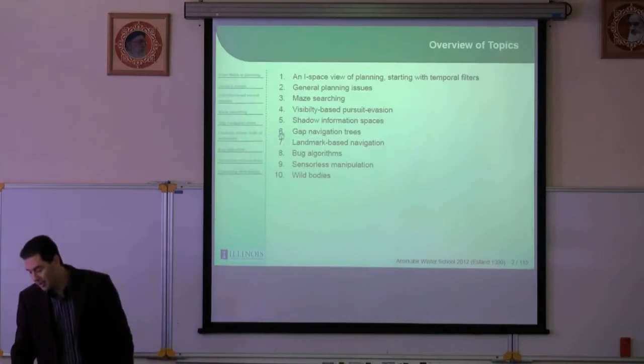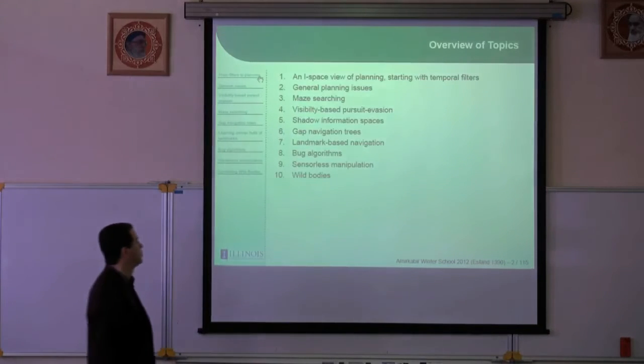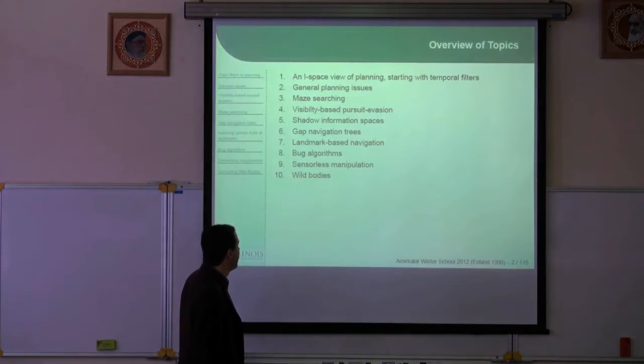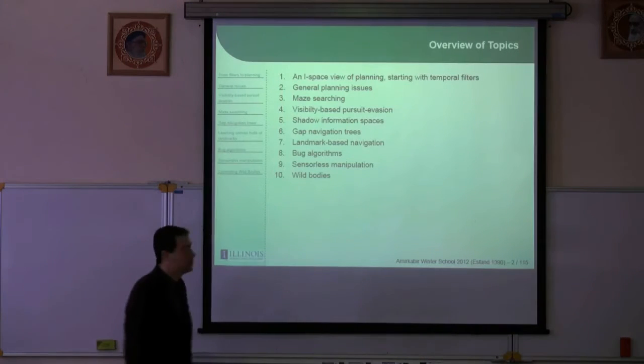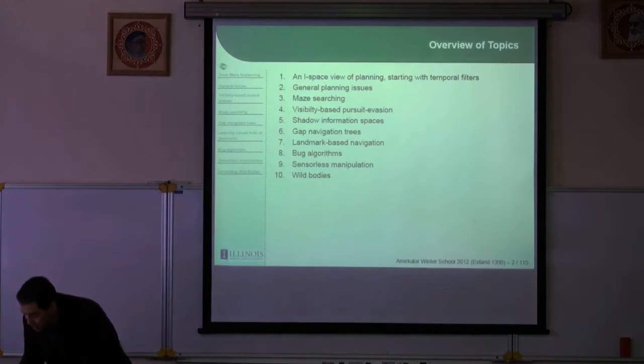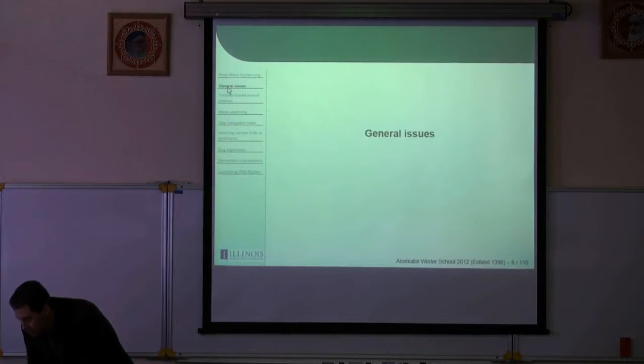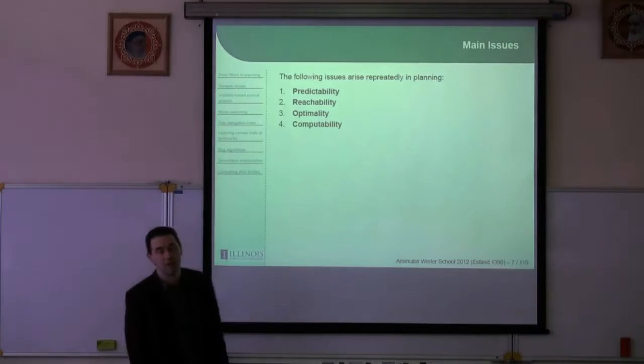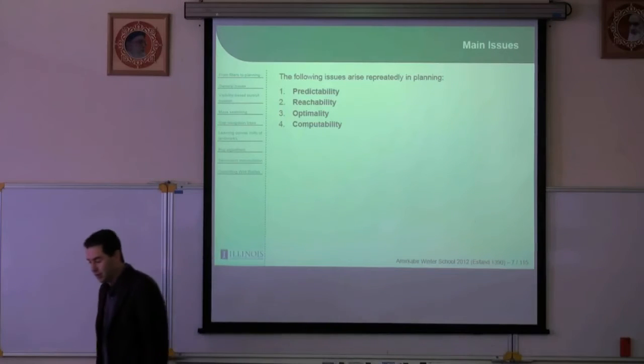I gave some general ideas last time, which were just giving an overview of information spaces in terms of planning with regard to temporal filters. And I also talked about general planning issues. You might remember that I mentioned predictability, reachability, optimality, and computability. So those are the things I went over.